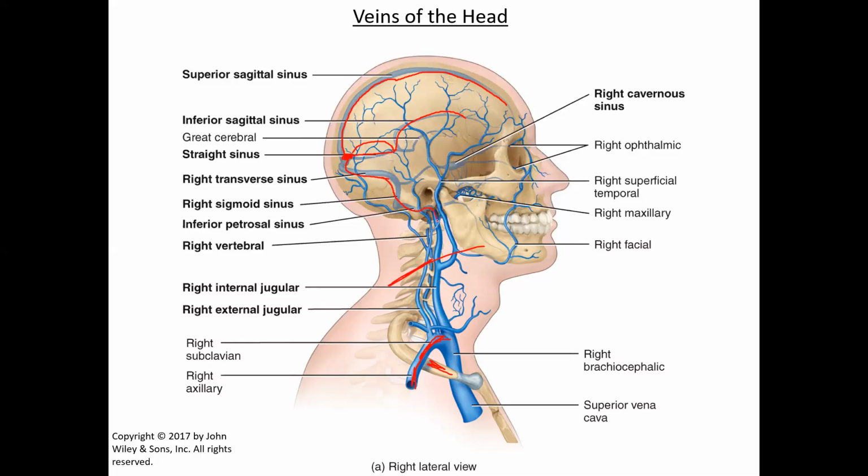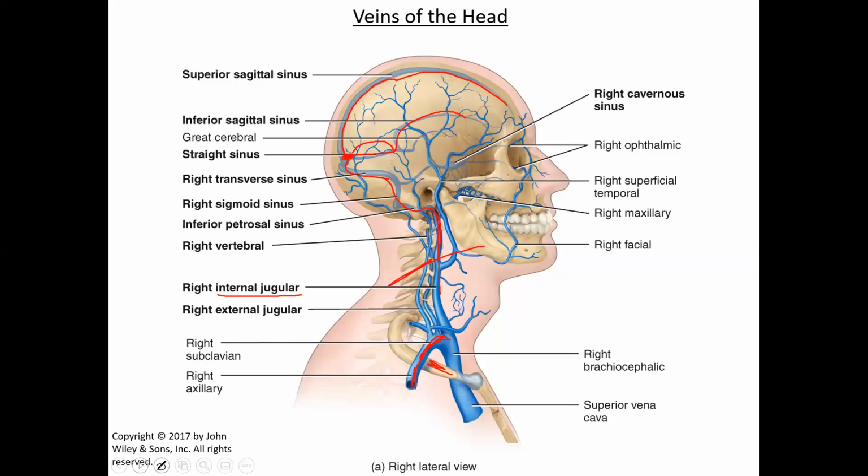So the internal jugular vein is here. Your internal jugular, and it's heading down this way. So all of these venous sinus branches are draining the interior of the skull, so the brain and other things on the inside of the skull, and they all bring blood back to the internal jugular vein.